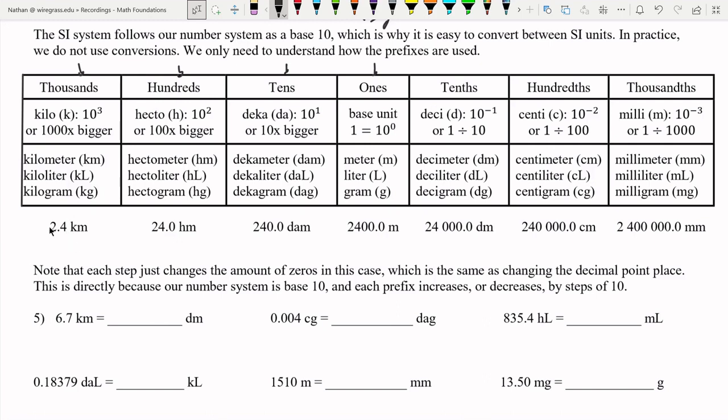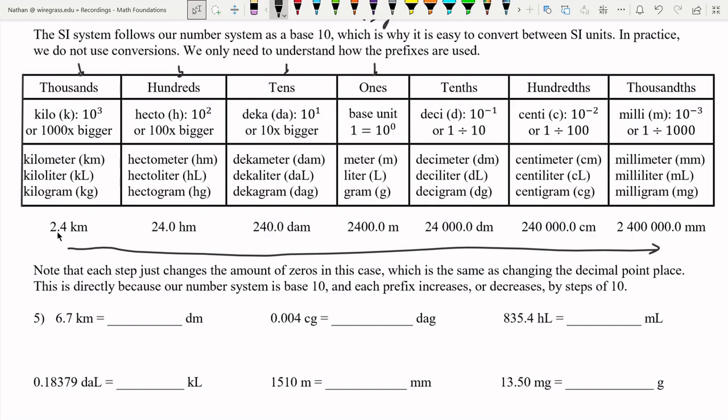2.4 kilometers is the same thing as 24 hectometers, 240 decameters, 2,400 meters, 24,000 decimeters, 240,000 centimeters, and 2,400,000 millimeters. As I move this way, I'm moving to a smaller and smaller unit of measurement, so I'm going to have more of them. What that does is I just move the decimal point as many steps as I want to move.